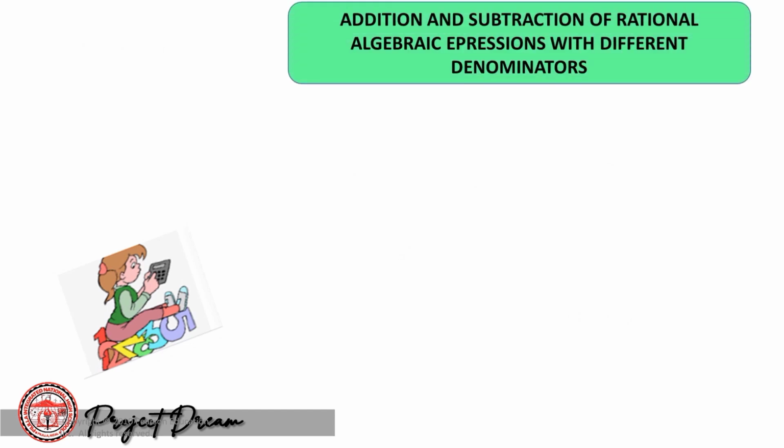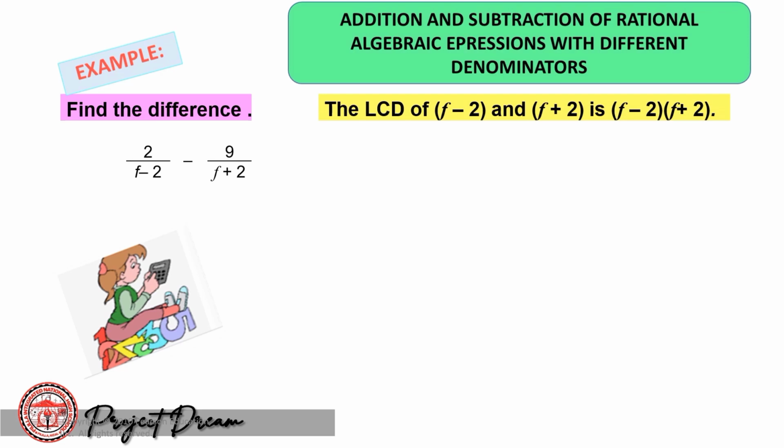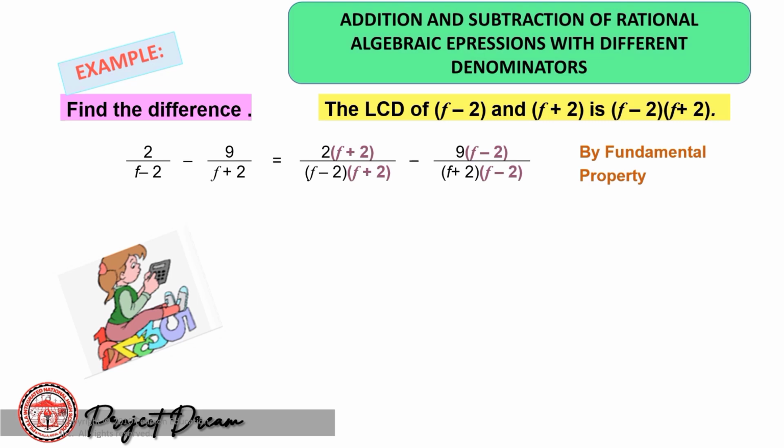Our next example is to find the difference between 2 over f minus 2 minus 9 over f plus 2. The LCD of f minus 2 and f plus 2 is (f minus 2)(f plus 2). By the fundamental property, you have 2 times the quantity f plus 2 over (f minus 2)(f plus 2), minus 9 times the quantity f minus 2 over (f plus 2) multiplied by (f minus 2).